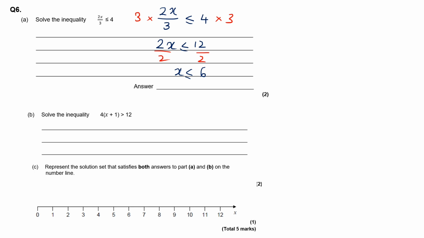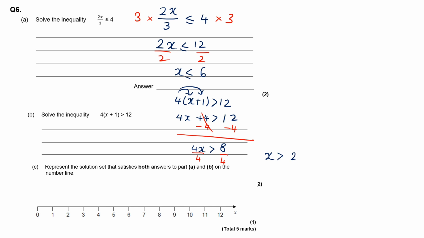Next question, we're going to need to expand the bracket. I'm going to rewrite it here as well so I've got enough space to do the question. I will do 4 times x, 4 times 1. 4 times x is 4x, 4 times 1 is 4. Is greater than 12. We're going to need to take 4 away from both sides. So 4x is greater than 8. Divide both sides by 4. So x is greater than 2.